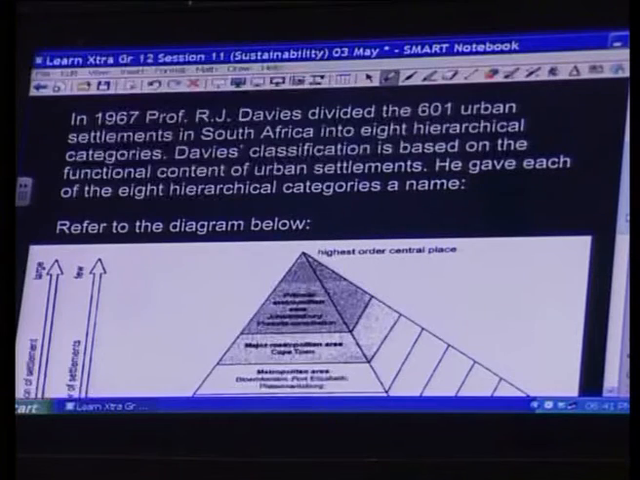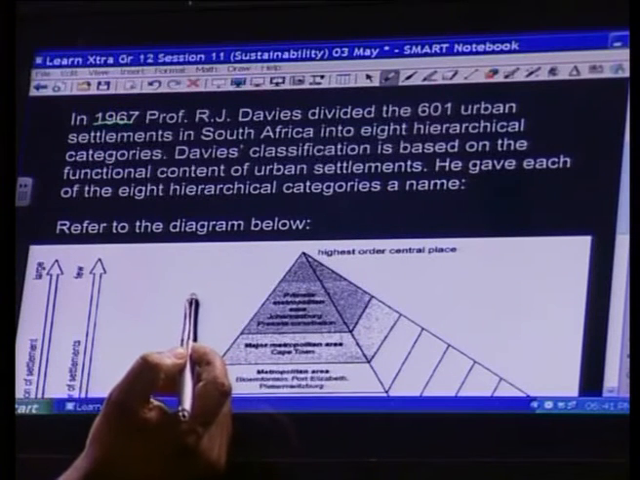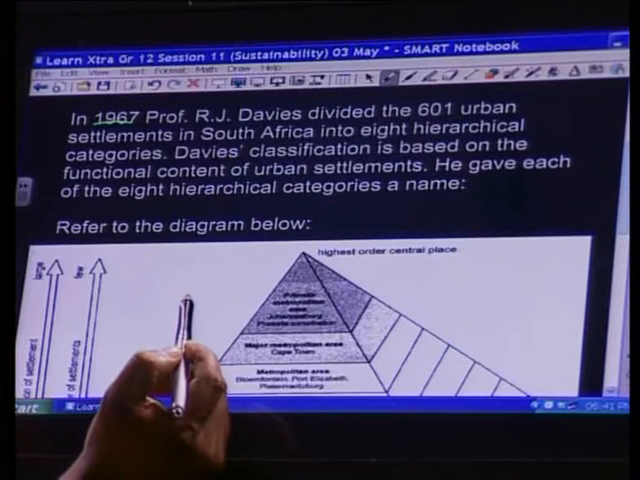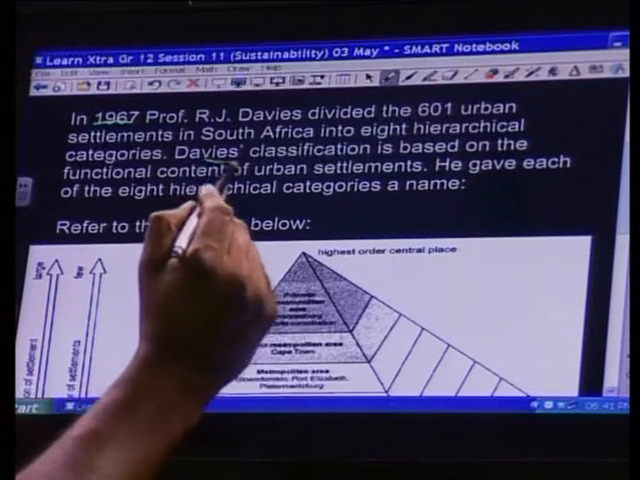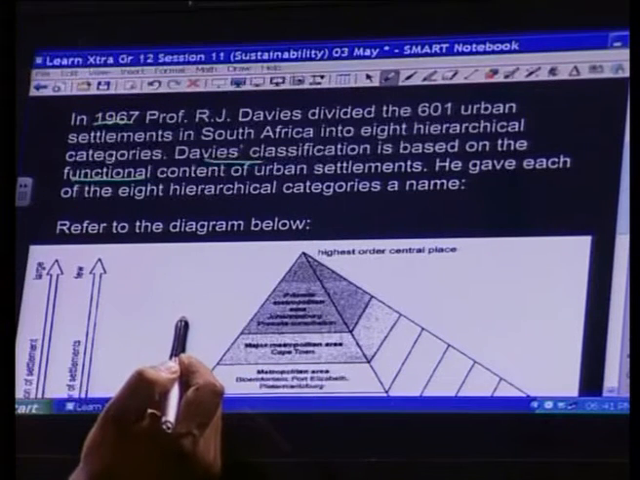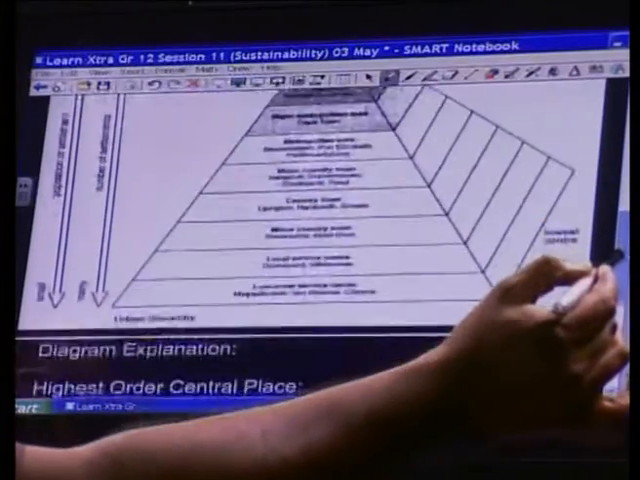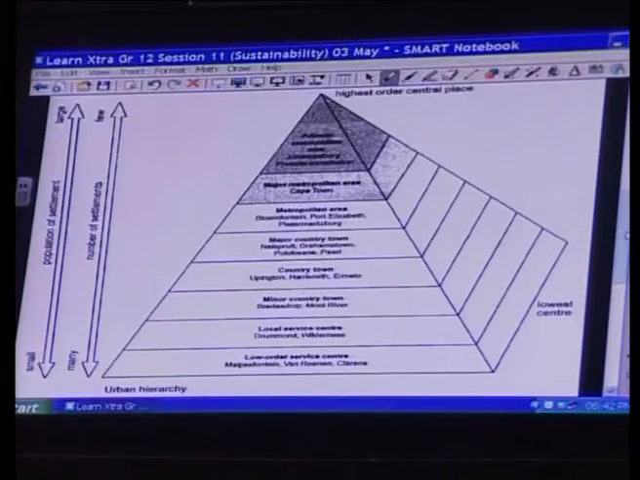We will also look at questions regarding the hierarchy of categories of settlements. In the background, in 1967, Professor R.J. Davies divided the 601 urban settlements in South Africa into 8 hierarchical categories. The Davies classification, as it's commonly referred to, is based on the functional content of urban settlements. He gave each of the settlements 8 hierarchical categories. Let's look closely at the work of Davies. After studying various different types of urban settlements in and around the country, he grouped them according to functions. These are the functions that he came up with.